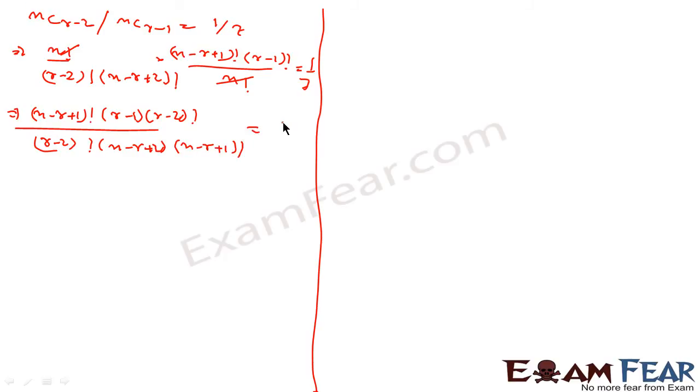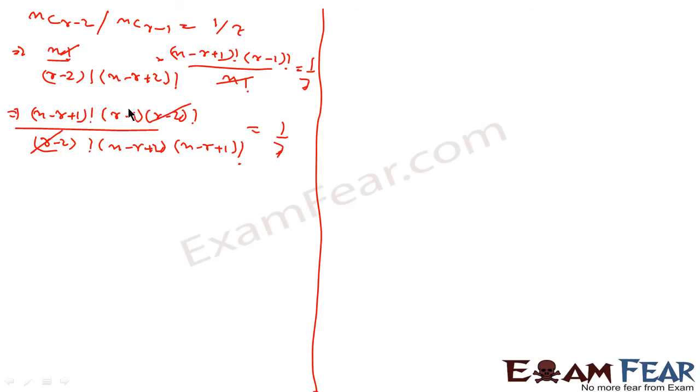So why I have done this, I'll tell you. The reason is I want to cancel this. So I have taken the bigger part in r-1 and r-2. Between r-1 and r-2, I know r-1 is greater. So I said (r-1) factorial is equal to (r-1) into (r-2) factorial, so that I can cancel (r-2) factorial.